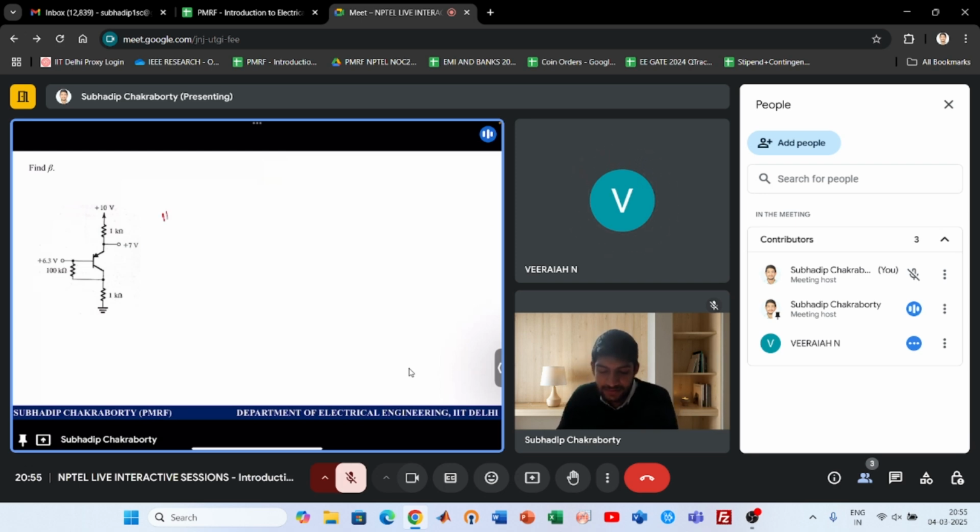So for you, in the homework, you can calculate beta. Similar problem, right? So I give it to you as homework. You just calculate and see what beta is coming. Almost the same problem, right? You can assume VBE, and from there you can calculate the currents and get the beta. Hope you understand, right? So beta will come in this problem to be 90, right? Just check.